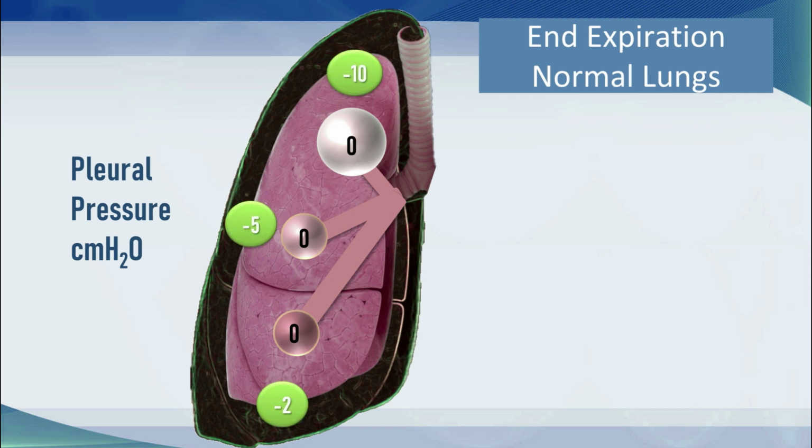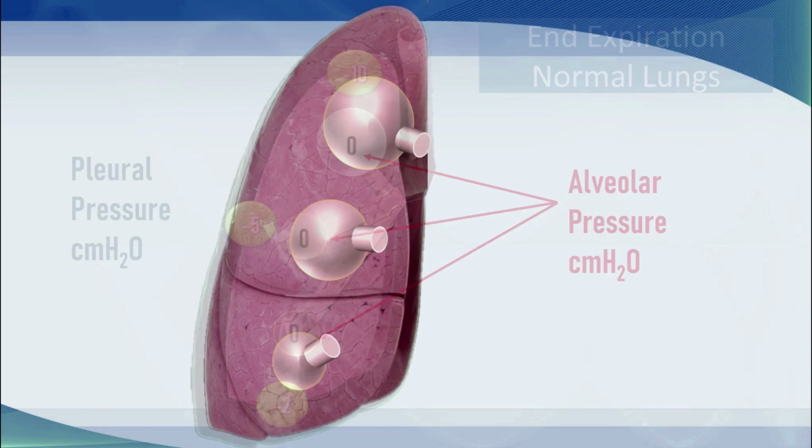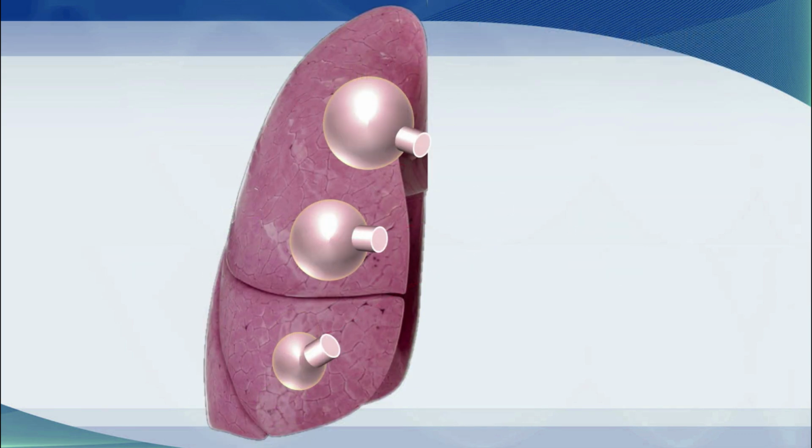Now we are at end expiration here, and you can see that we've got two different pressures. In the little green bubbles, we have our pleural pressure, which goes from -10 in the anterior apical segments, all the way down to -2 in the posterior dorsal segments of the lungs because of all that compression. The alveolar pressure at end expiration, as we've previously seen, is about 0. Let's just move this on a little bit. Let's have a look at what happens to the lungs during inspiration.